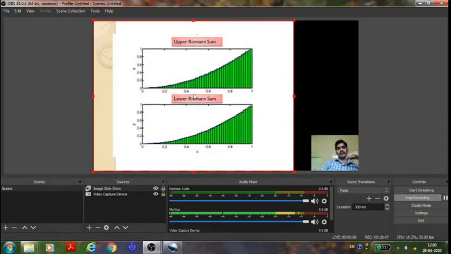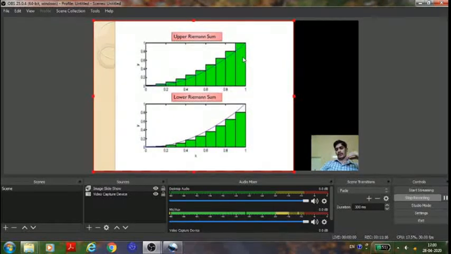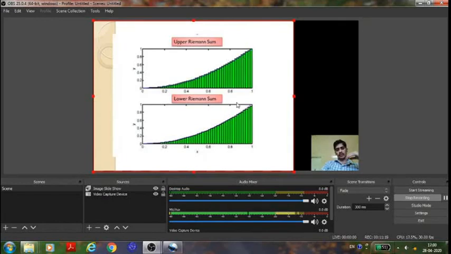And if you partition this into even more subintervals, maybe n equal to 20, you can see that the extra area of the upper Riemann sum is now reduced compared to the previous one. Also the lower sum is coming towards the function. I'll show you in the next slide.